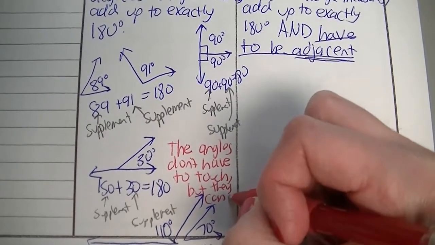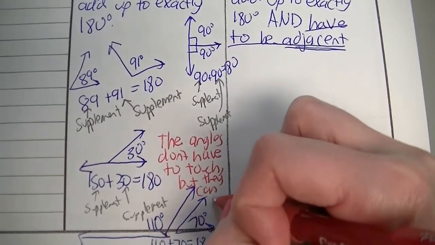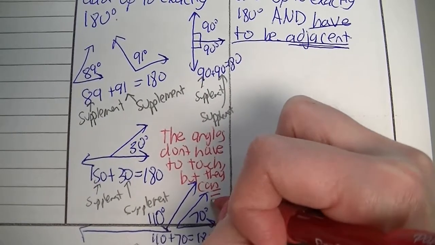So the angles don't have to touch, but they can, and they are called supplementary angles. I'm going to put an equal sign because that means supplementary angles.